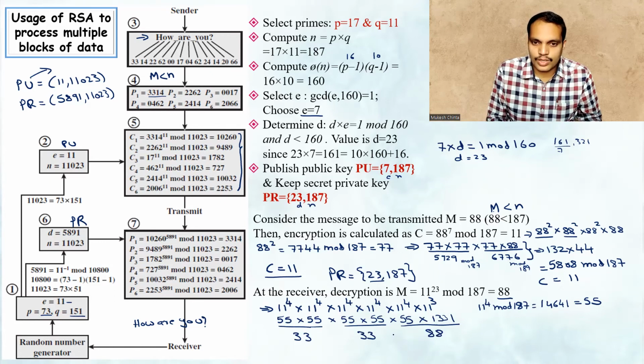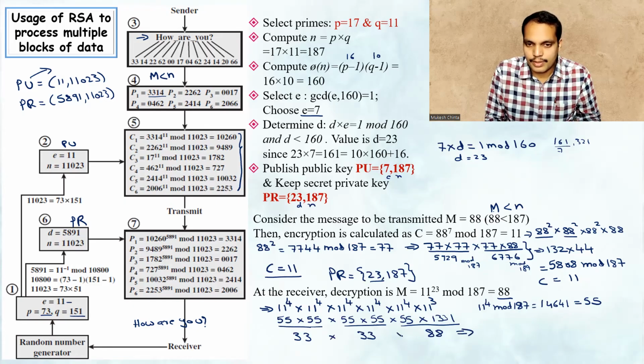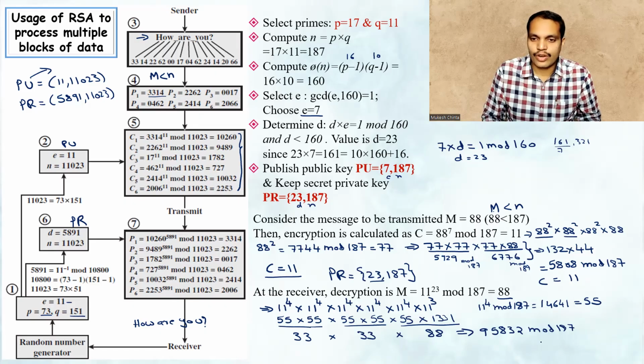So this 33 into the 88, I did the multiplication here, which gave me 95,832 mod 187. You take a simple calculator, do the division, whatever quotient you got, multiply that quotient, then you can find the remainder, which gave me 88 back, which is the same as your original message. This is what we are working with, isn't it? So I got my original message back. So m is equal to 88.